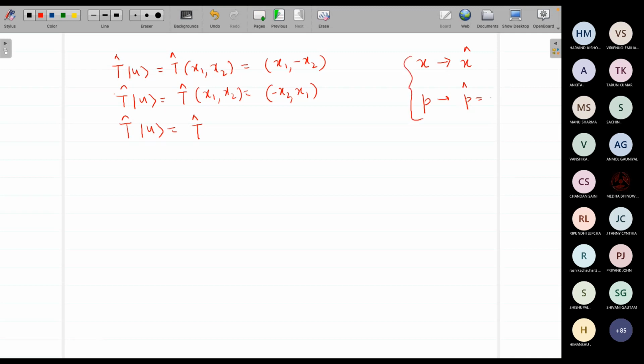So I minus iota h cut del over del x. Okay, so this is what is there in the position space. Now, does anybody remember if I want to do the same in momentum space? This is what you have done in your undergraduate. So p remains p, and x becomes iota h cut del over del p.